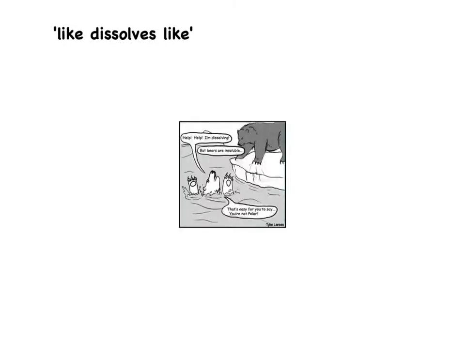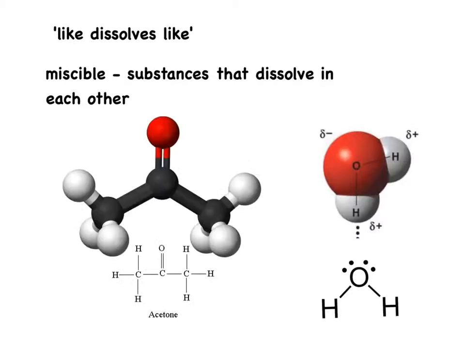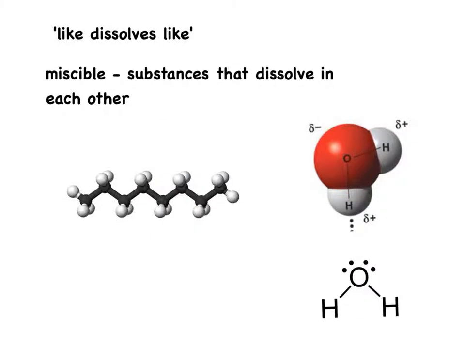We've learned that like dissolves like. Polar liquids tend to dissolve in polar solvents. Substances that dissolve in each other are miscible, like water and acetone, which does have a polar end. Unlike water and gasoline, which is a nonpolar compound, these two substances are immiscible.